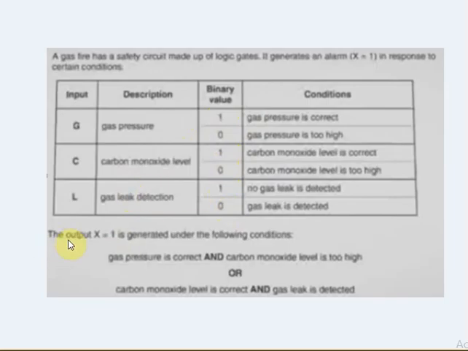So here the condition: the output X is equal to 1 for the following conditions. Gas pressure is correct and carbon monoxide level is too high. X should get 1. Gas pressure is correct, no problem, but if carbon monoxide goes high, X should get 1. That is one condition. The other condition: carbon monoxide level is correct and gas leak is detected.